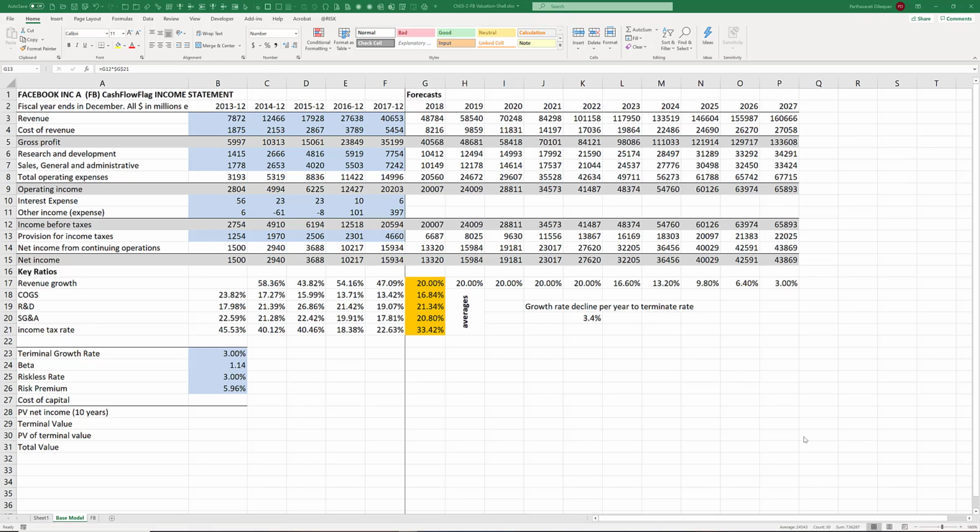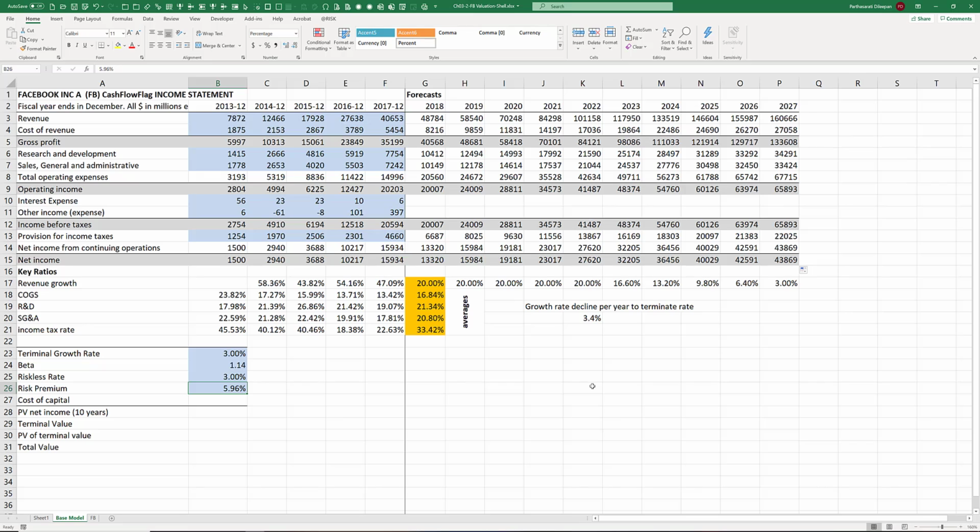Okay, next, let's look at our assumptions for discount rate. So discount rate or cost of capital is determined by three factors. One is the riskless rate. If there is no risk at all, what will be the rate at which we can borrow? We assume that to be 3%, and the risk premium that we have to pay for the risk profile of the company.